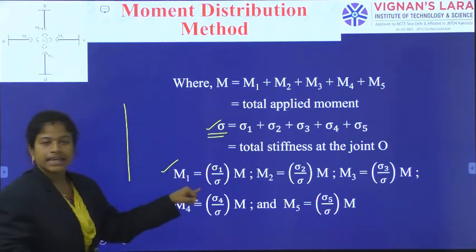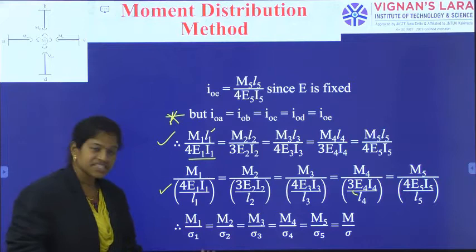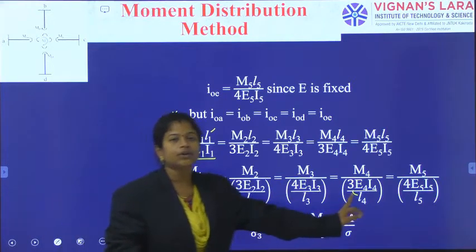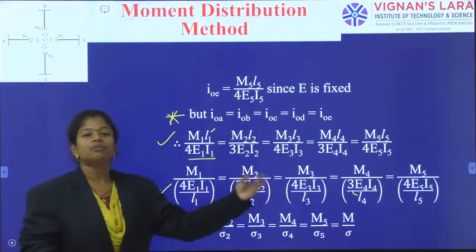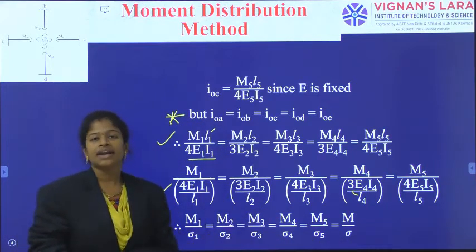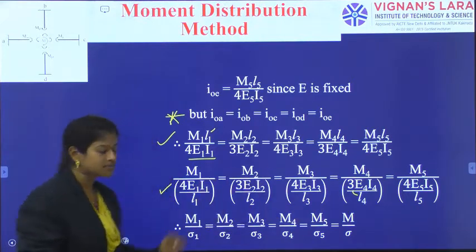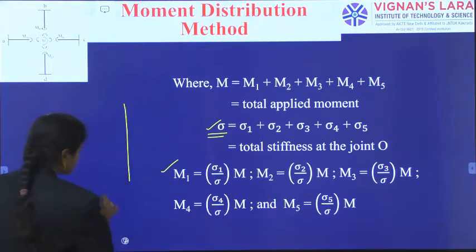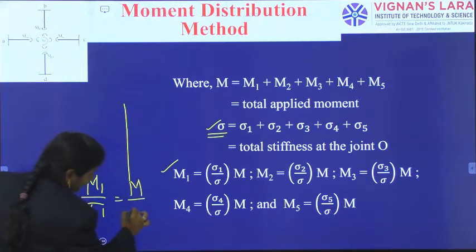Now this M1. See here, just now we have got a ratio: M1 by sigma 1, M2 by sigma 2, M3 by sigma 3, in all is equal to capital M by sigma. This capital M is the total moment we are applying. This sigma is the total stiffness we are observing in the rigid joint. Now, taking the first and the last terms, M1 by sigma 1 is equal to M by sigma.